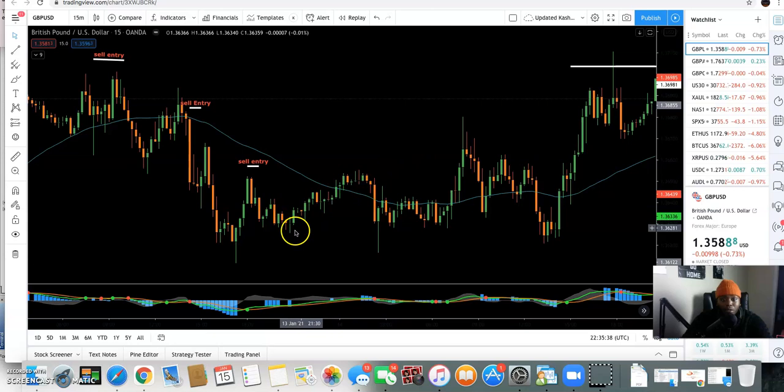So when it did this move right here, when I started to see all these green candles and less red candles, like I was seeing these big red candles, that's why I hopped in. Let me show you why I hopped in, guys.